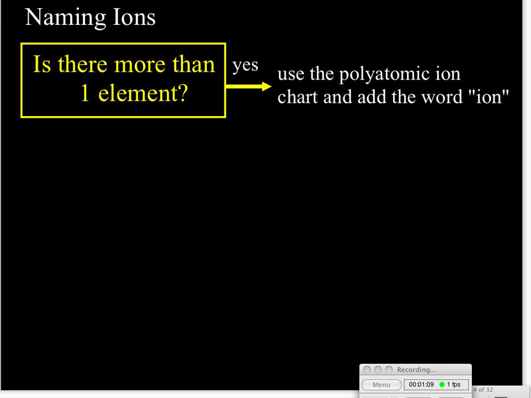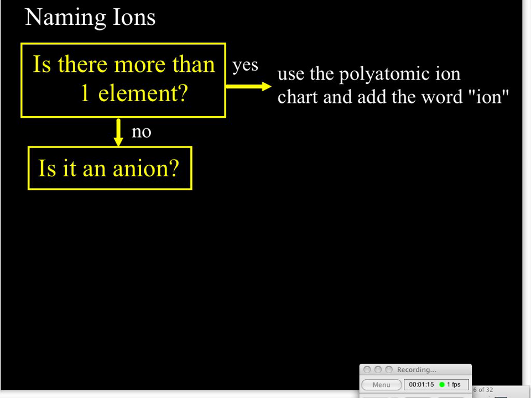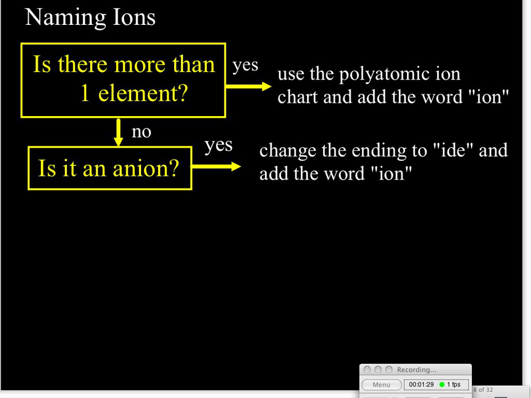If there's not more than one element present, then you're going to ask yourself, is the ion an anion? Is it a negative ion? If it's an anion, you're going to find out what element you have. You're going to take the element name and change the ending to "ide," I-D-E, and then add the word ion. And if it's not an anion and it's not a polyatomic ion, then it's definitely going to be a cation.